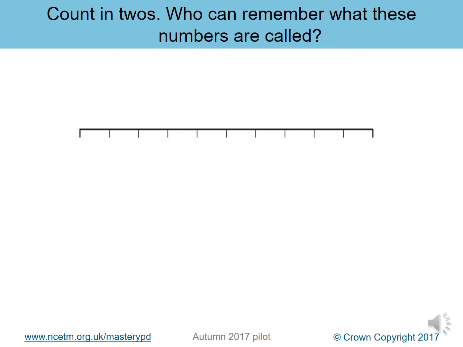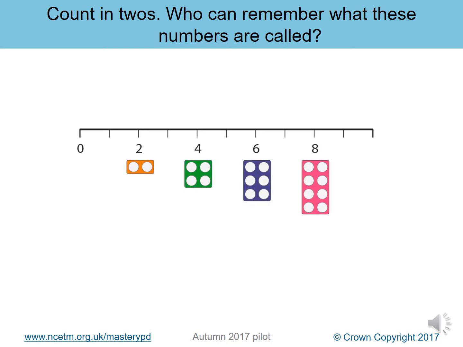So the other day we did adding one and taking away one, more, one less. Today we're going to be thinking about counting in twos and thinking about adding two and taking away two. So first of all, we're just going to look at the number line and I'm going to put some numbers on there, and I'm wondering if you can remember what these numbers were called.